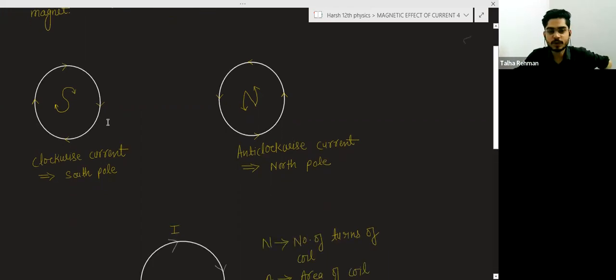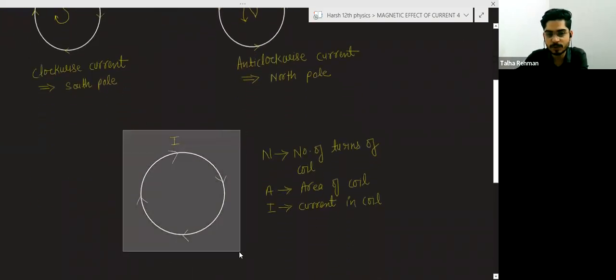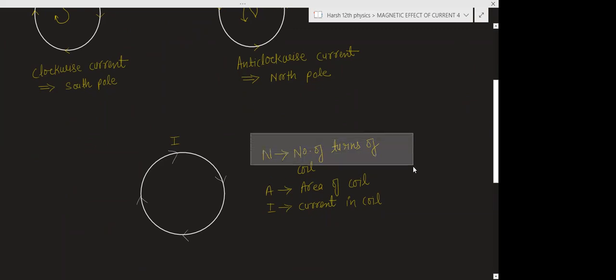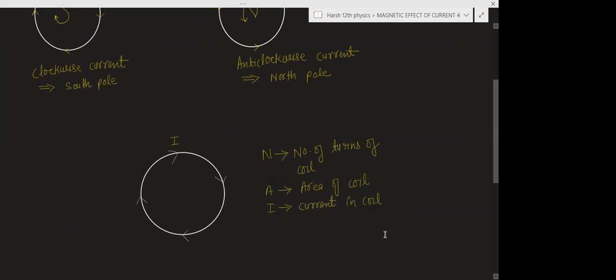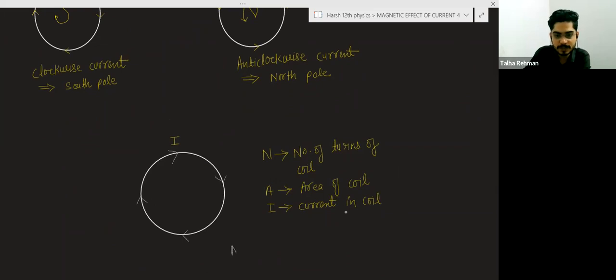Because we know that the current carrying coil will behave as a magnet, there will be a magnetic moment for that. Suppose here is a circular coil, and the current in this circular coil is in the clockwise direction. N is the number of turns of the coil, A is the area of cross section of the coil, and I is the current in the coil. Then the magnetic moment of the coil is represented by capital M.